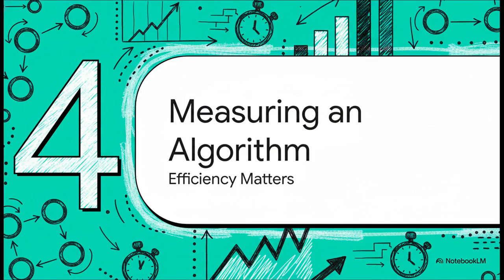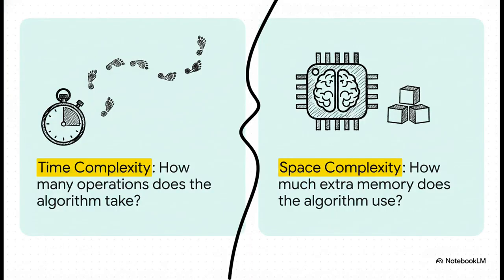So we have a solution, and it works. But in computer science, that's never the only question. We also have to ask, is it a good solution? And to answer that, we need to talk about efficiency. We usually measure how good an algorithm is in two key ways. First up is time complexity, which is basically how much longer it takes to run as the list gets bigger. And then there's space complexity. How much extra memory does it need to get the job done?